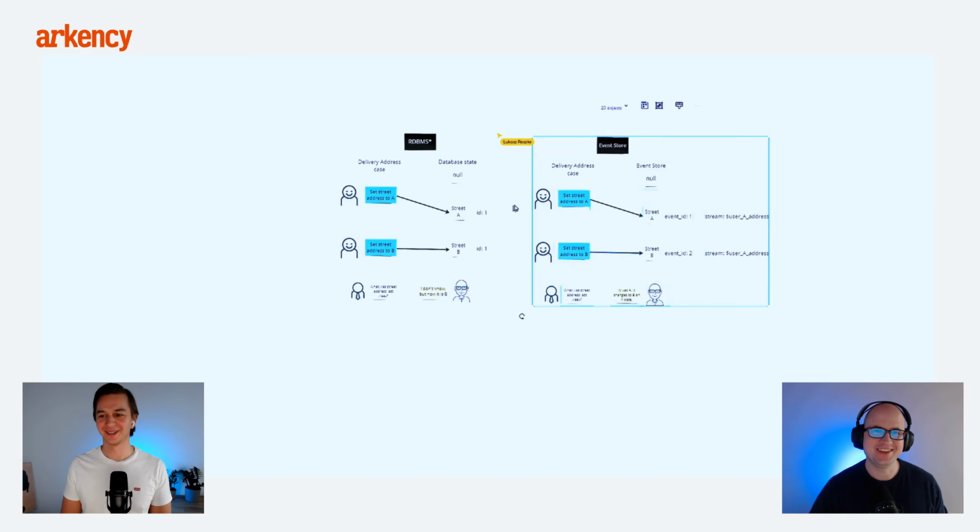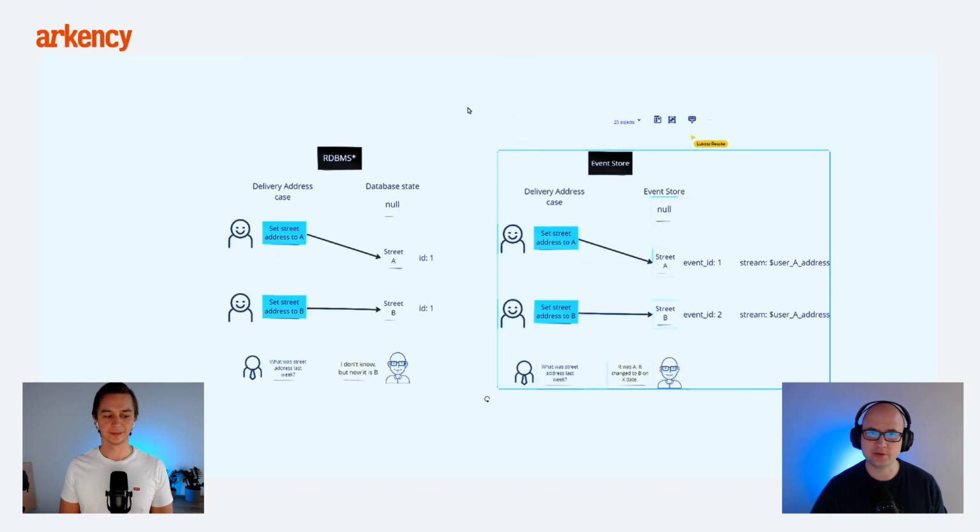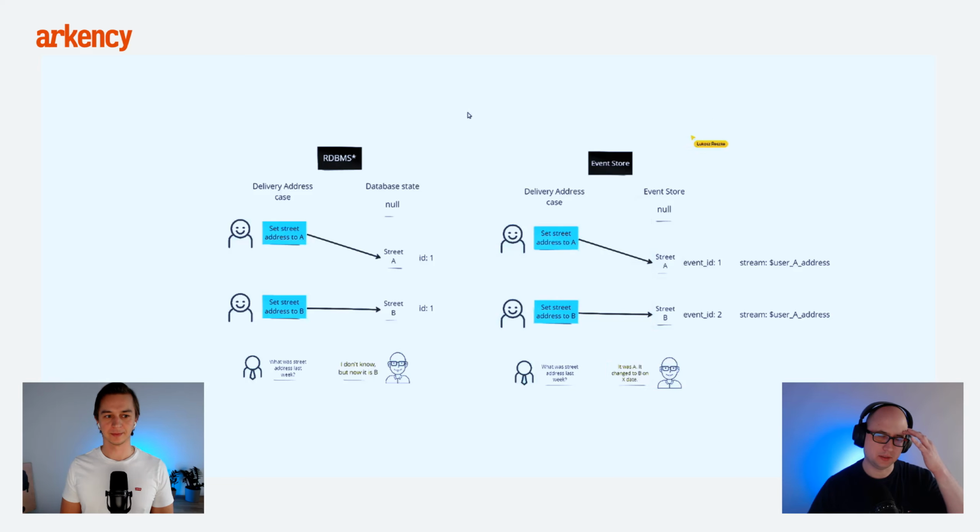Now we would like to compare it to the event sourcing approach, where we have the event store in which we keep the events. So when the user changes their address the first time, we store an event about setting the address to street A. And then when the user decides to change the address, we store another event about changing the address to B. In this case we know what the address was a week ago because we have two events in the database. We can also get the current state by replaying those events and applying them to the object.